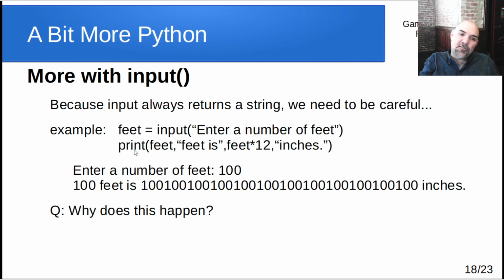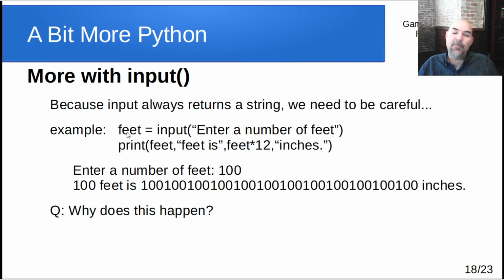So if I have that string and I say, let's say I type in 100 into there, then what's going to get printed, it'll be 100 feet is, and then 100 times 12. Well, we might be thinking in our head, well, 100 times 12, that's going to be essentially 1200. But when we run the program, we get this weird thing. We get all of this. And the reason for that is because when we typed in that 100, it came in as a string.